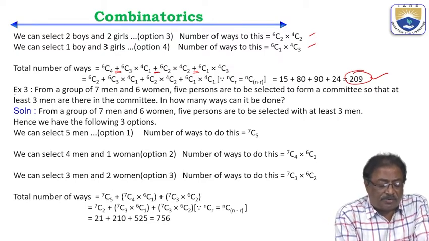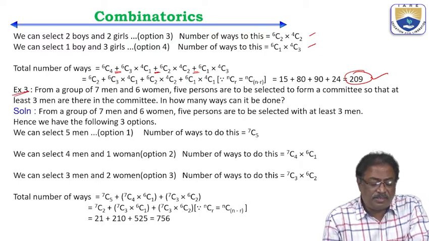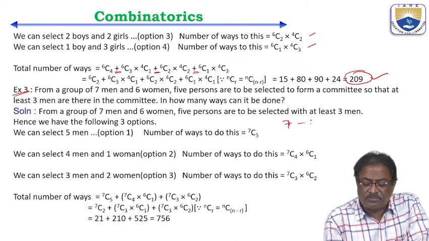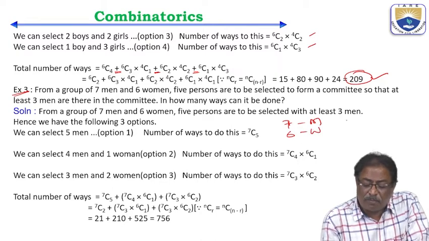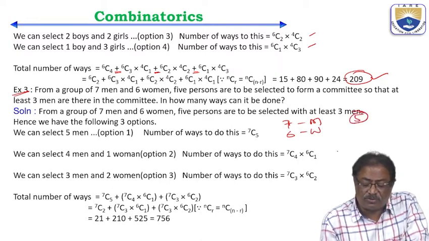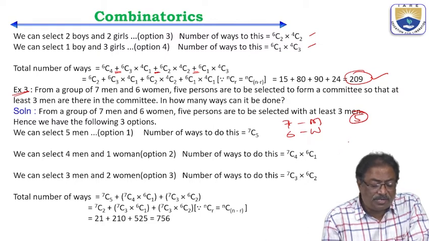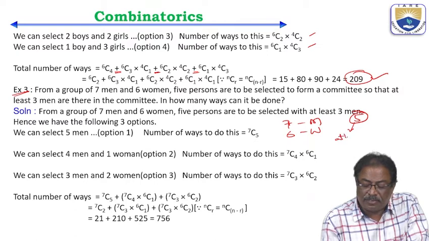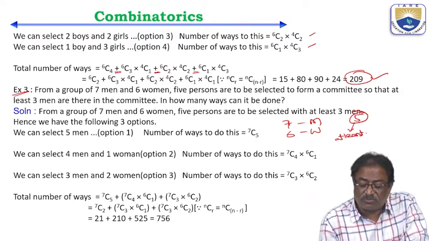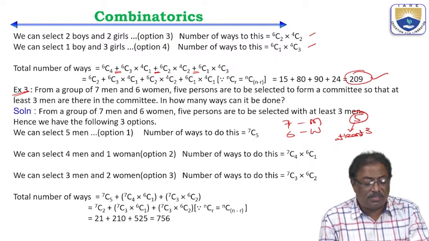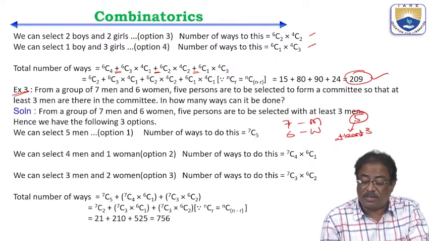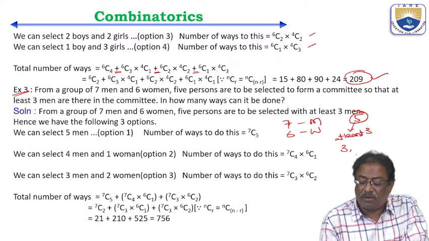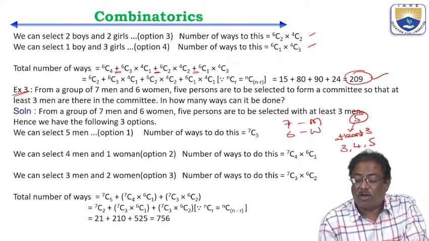And let us go for another one. Form a group here: 7 men and 6 women, and 5 persons we are going to select for the committee. So at least 3 men. Among the 5 committee members, at least 3 men will be there. At least 3 men means 3 men will be there, 4 men will be there, or 5 men will be there.